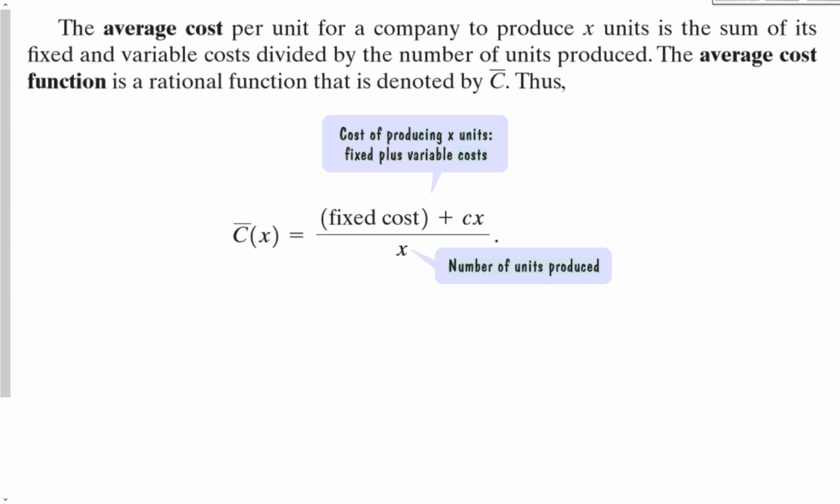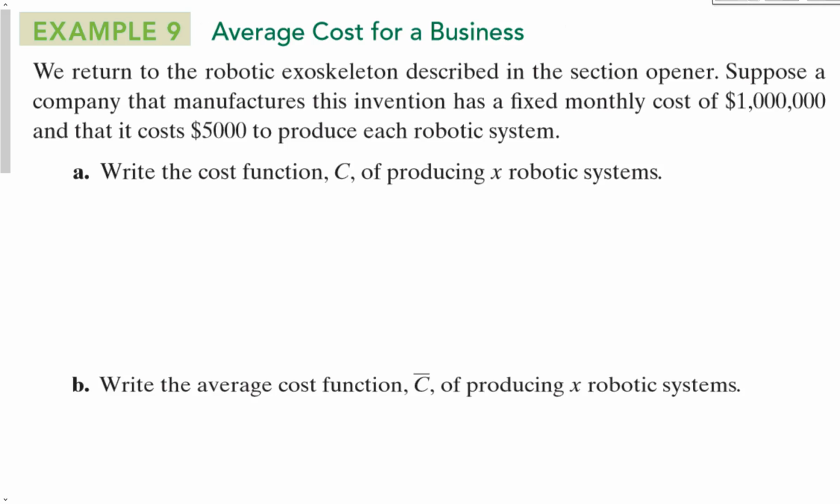The average cost function happens to be a rational function that is denoted by C bar, C with a bar over the top. Usually that's how we represent average, right? X bar is the average. Okay, so in this case, we're going to use C bar. Okay, let's try it.